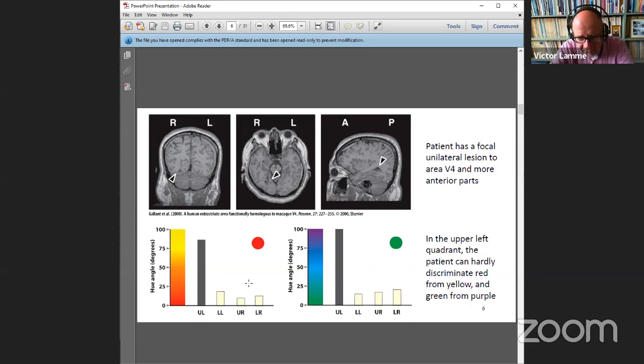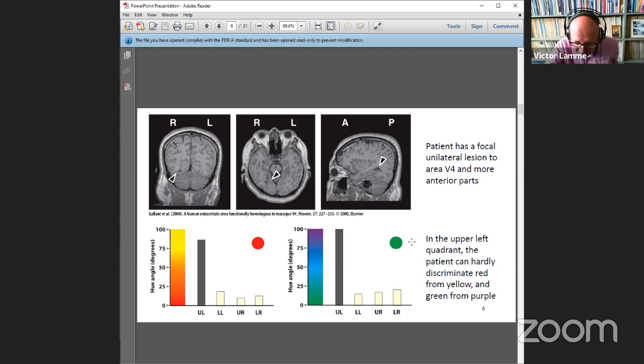And there you see the deficit. What's on the x-axis is how much different the two colors have to be for the subject to see the difference. So, for example, in these parts of the visual field, lower left, upper right, lower right, the patient can discriminate between this red and this sort of orange. But it needs to be all the way up here to yellow for this upper left visual quadrant. So this is a type of achromatopsia where the lesion is restricted to a particular part of the visual field, in this case the upper left quadrant. And the other parts of the visual field are sort of normal. They're not perfect, of course, but they're much less affected.